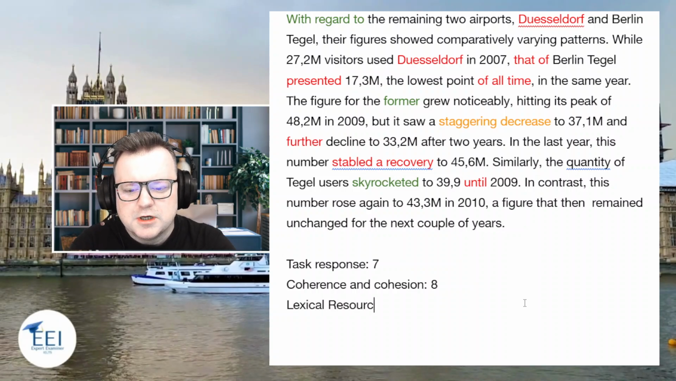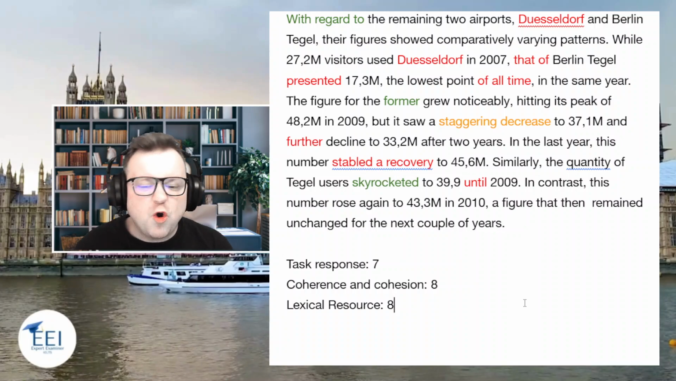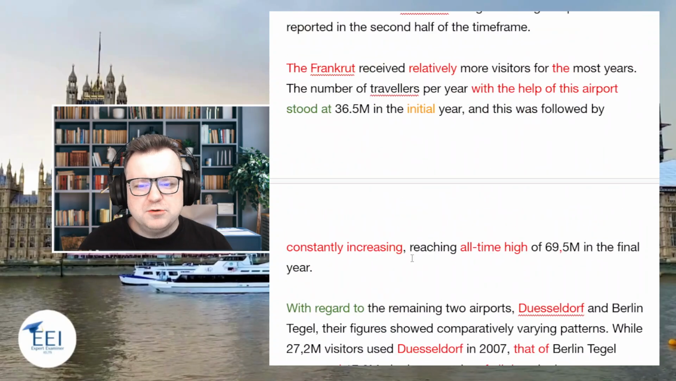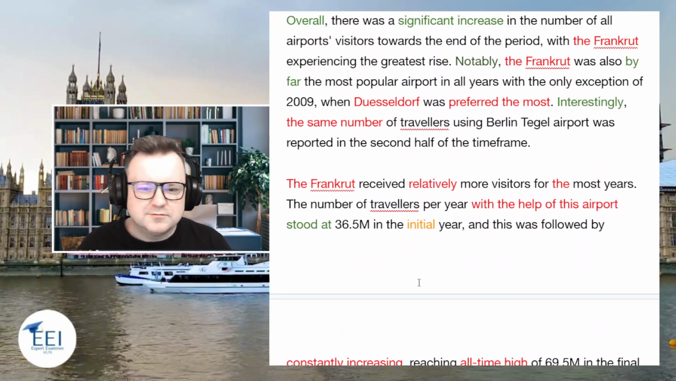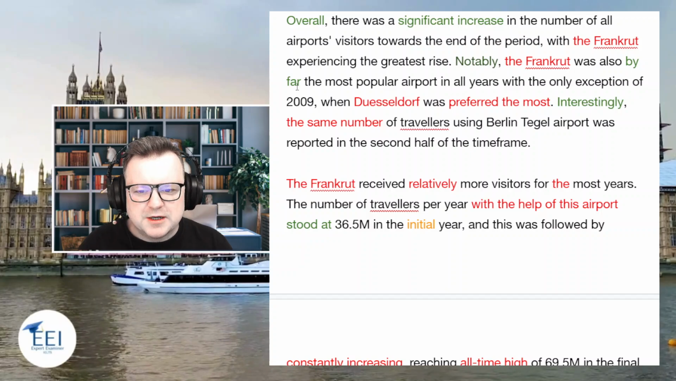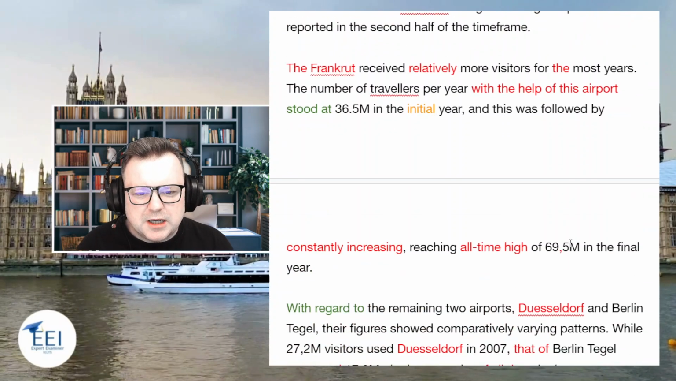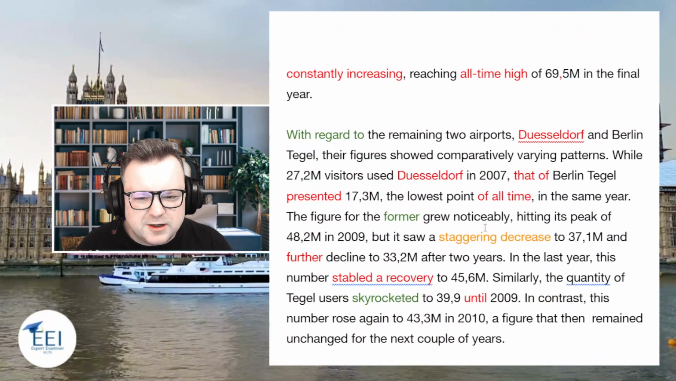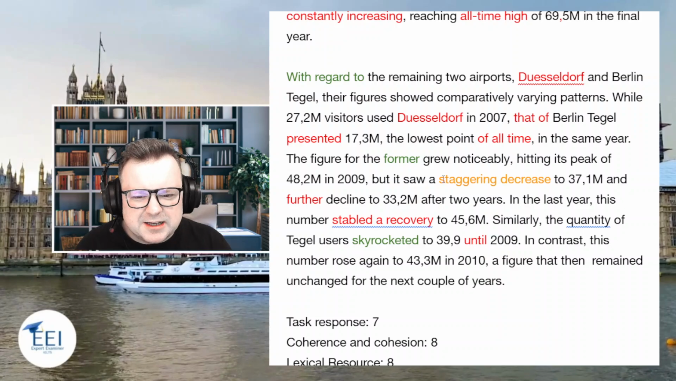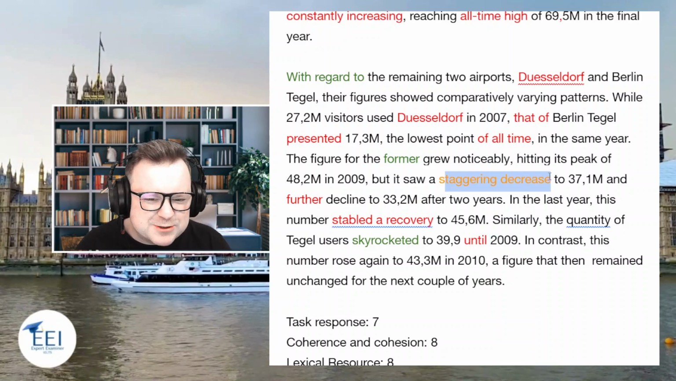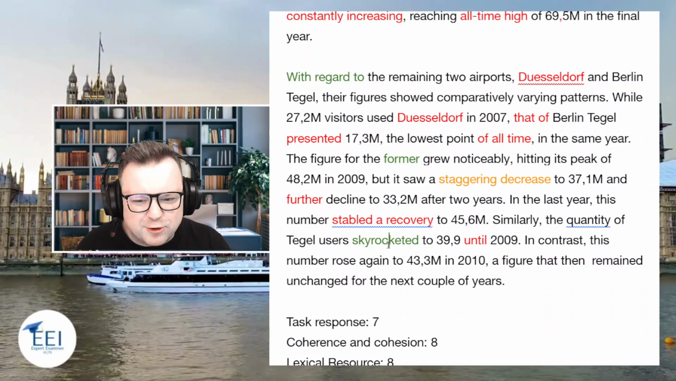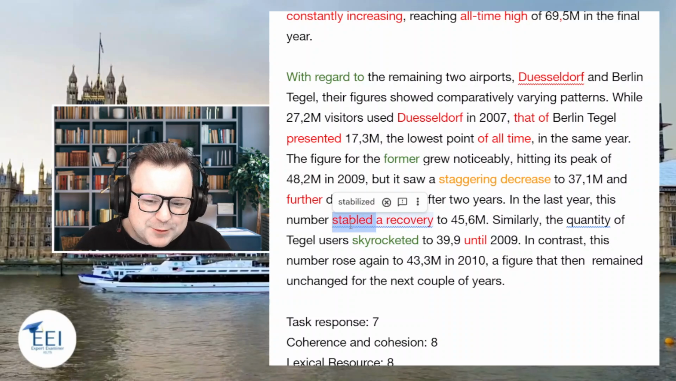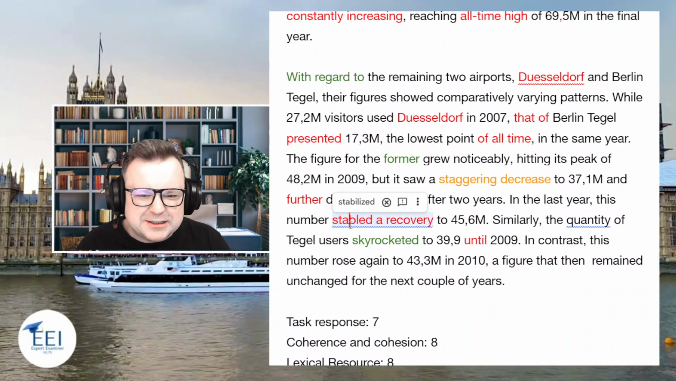Lexical resource. For me, there's enough for an 8. It's not always 100% precisely used, but using terms like "by far" as a qualifying adverb, by far the most popular. I don't like "preferred the most", not quite right. I didn't feel like "staggering decrease" was really accurate. "Skyrocketed" is a good bit of language, but kind of is. "Stable to recovery" is just a little bit odd.